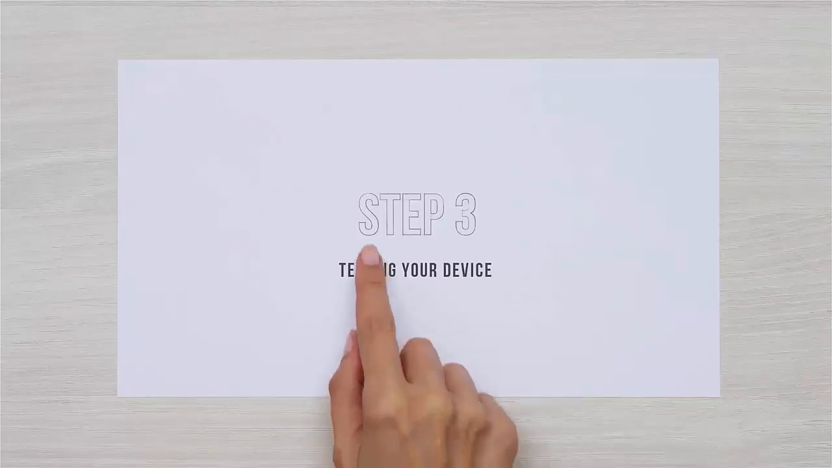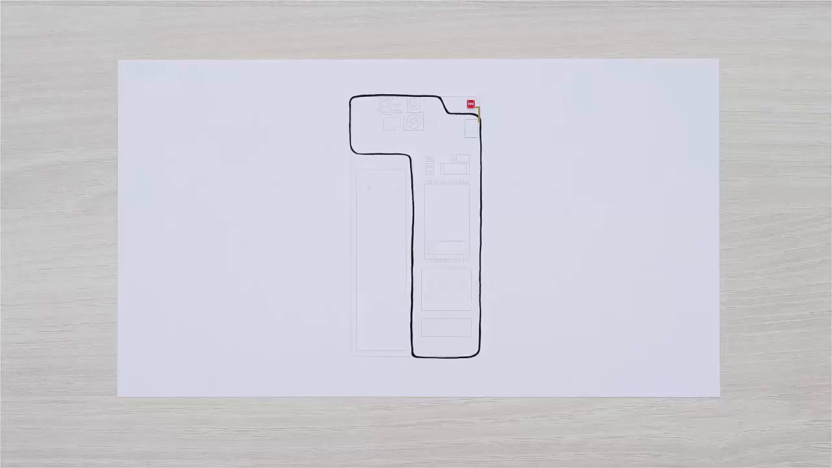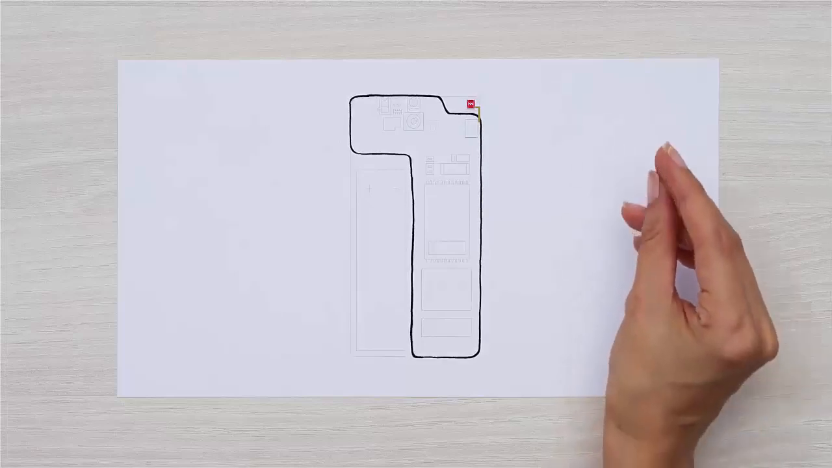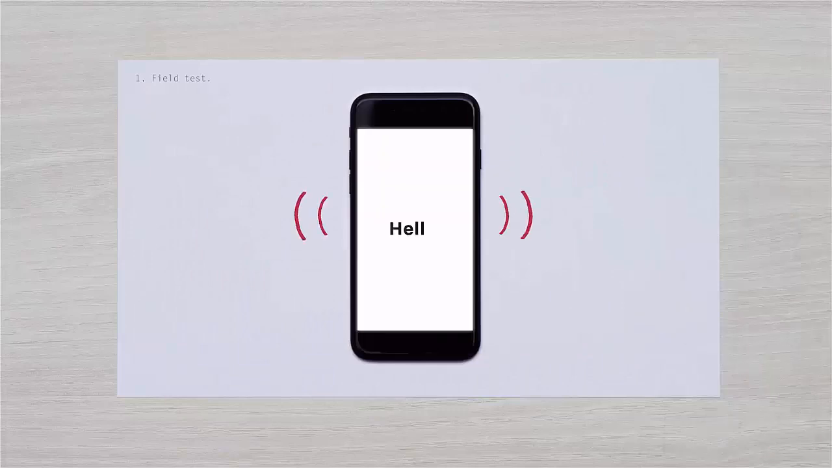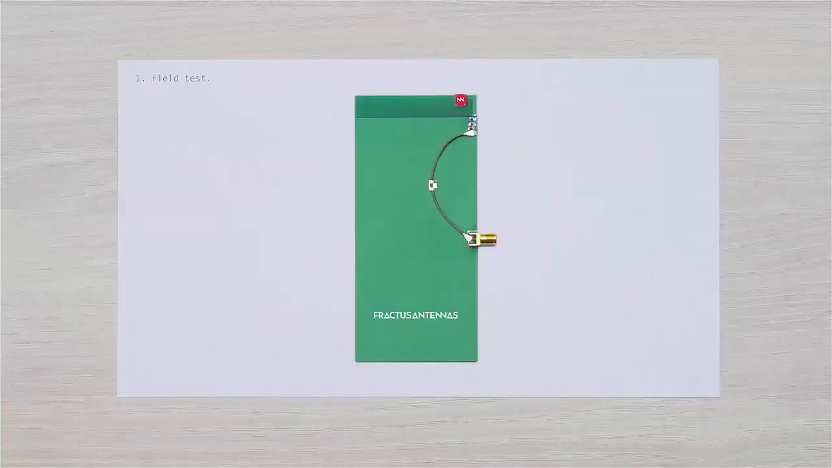Step 3. Testing your device. This is the moment of truth. Let's figure out how your antenna is running. The easiest way to start is a field test. Close your device with all the covers and protections, switch it on, and be proud of your work. Fine-tune the matching network if needed. But maybe you want to be more accurate.